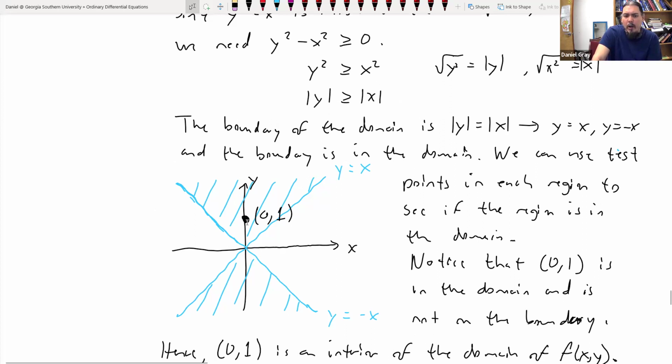Now, how come I shaded these regions right over here? Well, I basically just plugged in points to see whether they were in the domain. So for example, if I plug in the point 1 comma 0 that lies on the x-axis over here, then I try to plug it back into my equation, into this one.